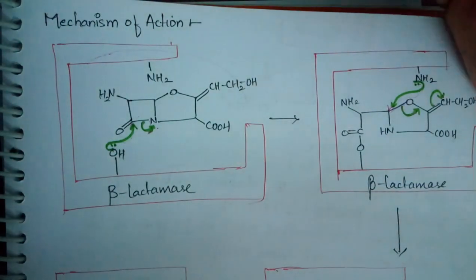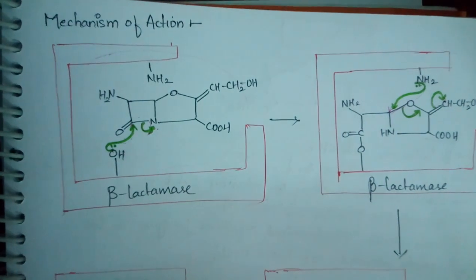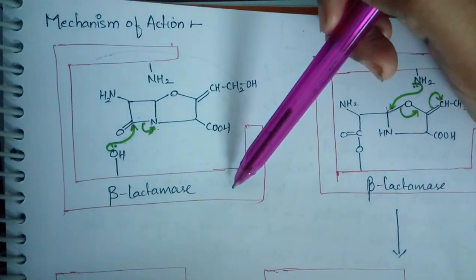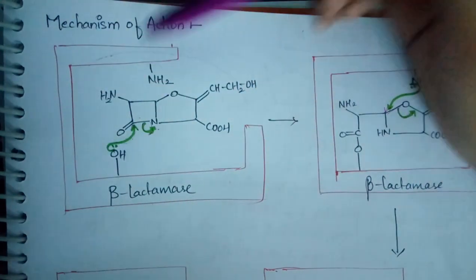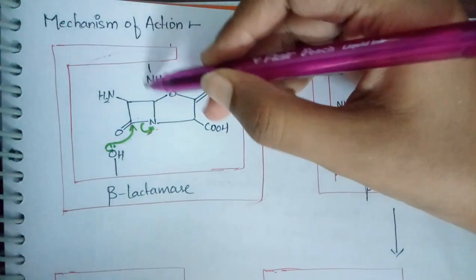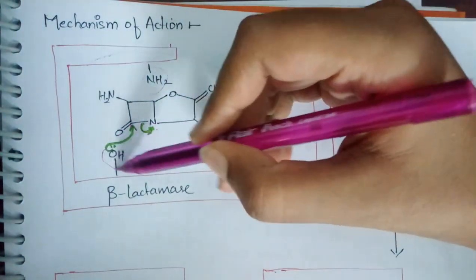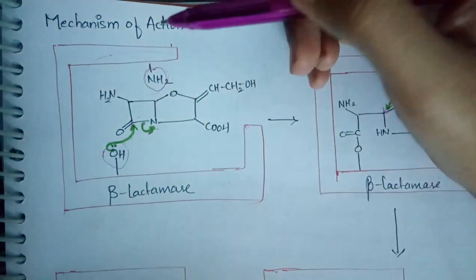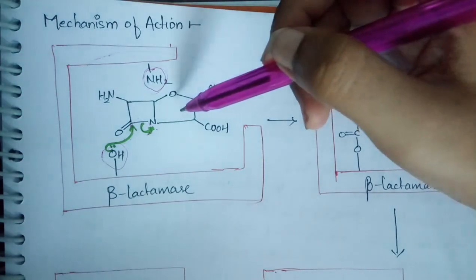Next we will discuss the mechanism of action of clavulanic acid, that is how it inhibits the beta-lactamase enzyme. If you take a beta-lactamase enzyme, on the active site of the enzyme you have two functional groups, mainly the amine group and also the OH group. You have two functional groups, one is the amine group and the other is the OH group.